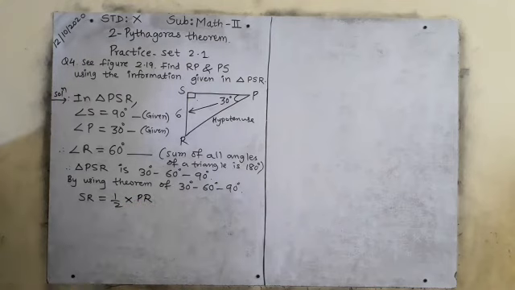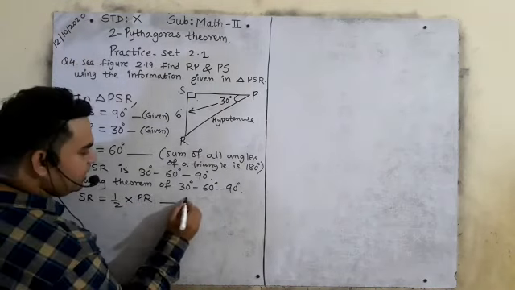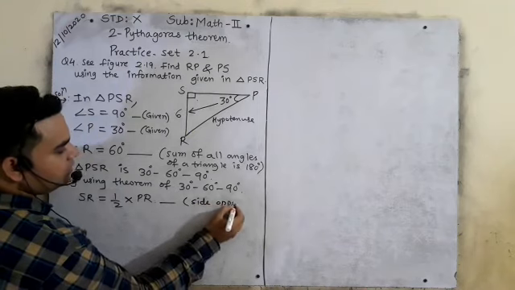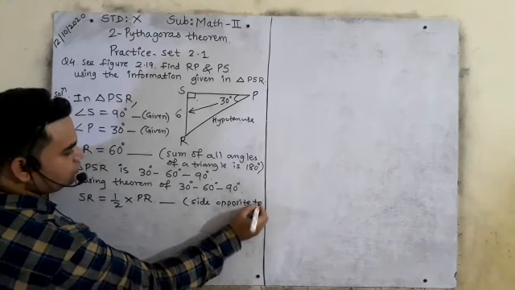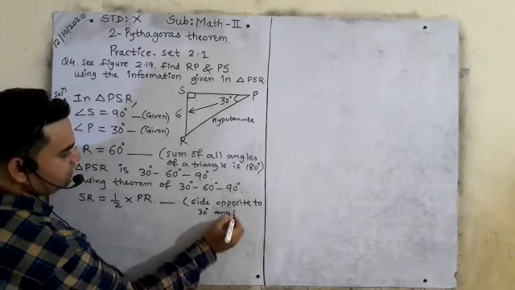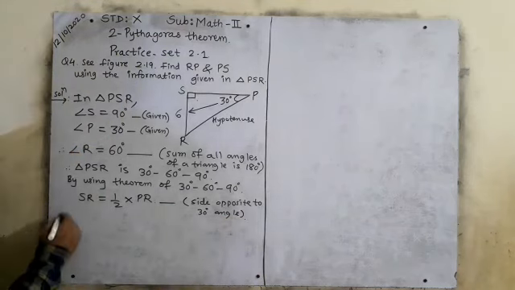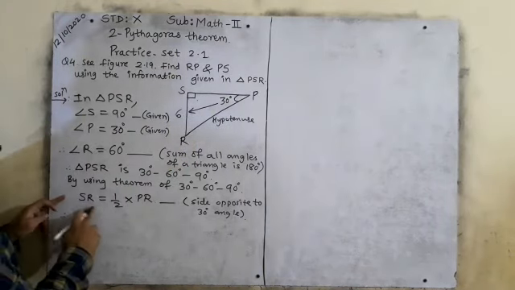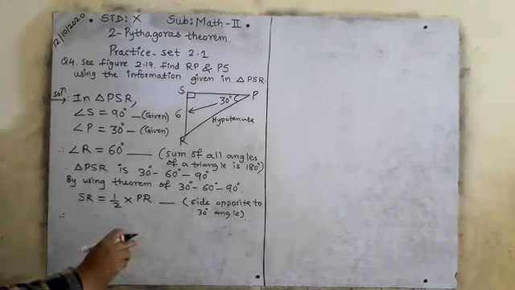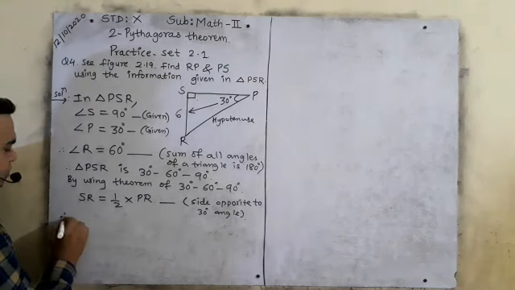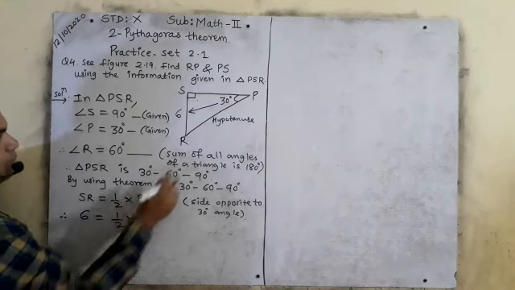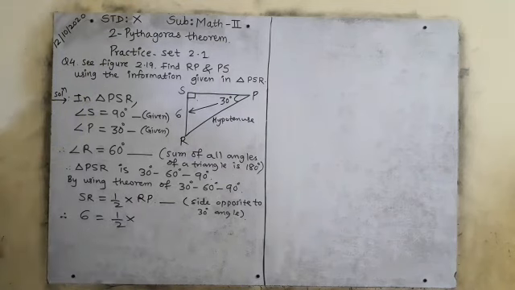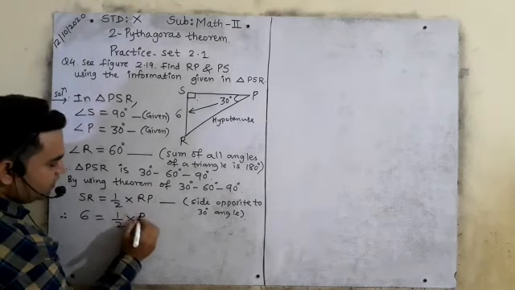Hypotenuse is what? PR. Why have you written this? Because SR is the side opposite to the 30 degree angle. SR is half of its hypotenuse and PR is the hypotenuse. SR is given as 6. This is half. PR we have to find, or RP. You can use RP or PR, no problem. So RP we have to find.